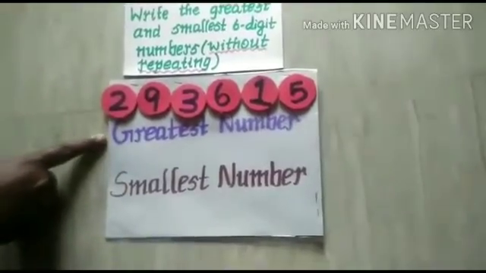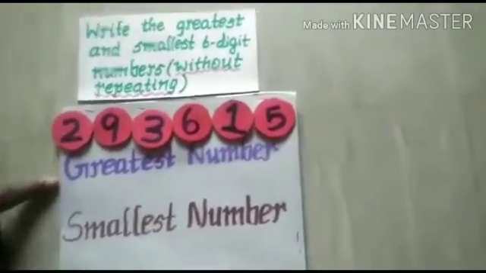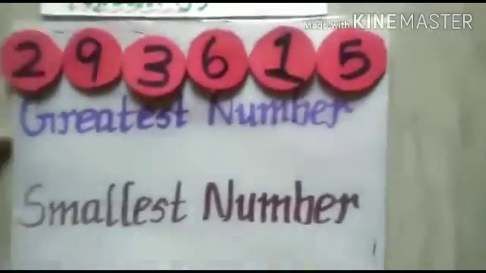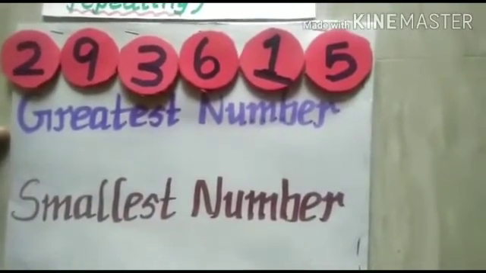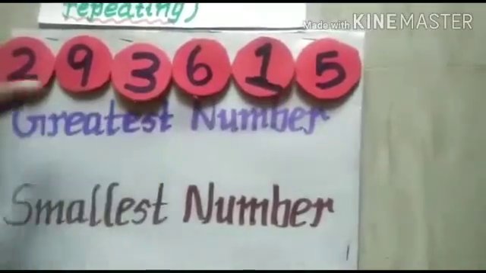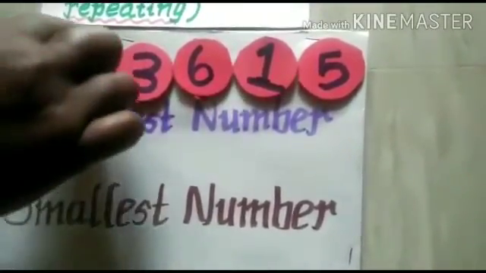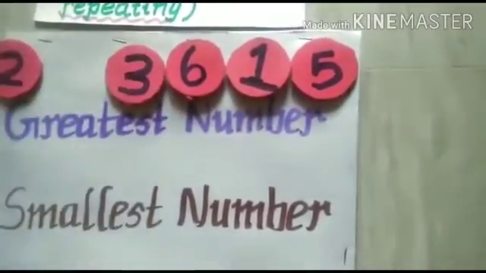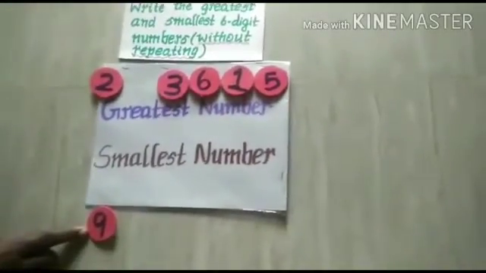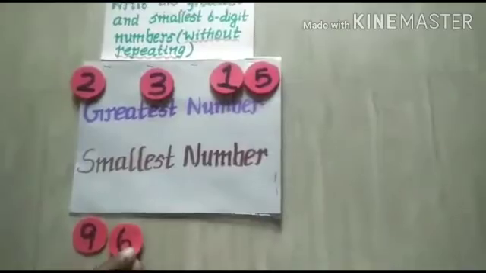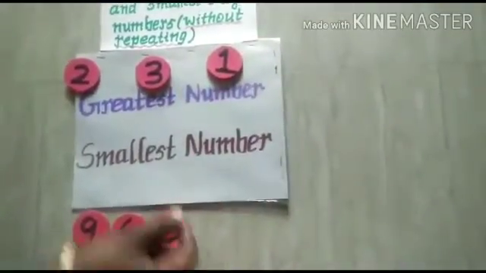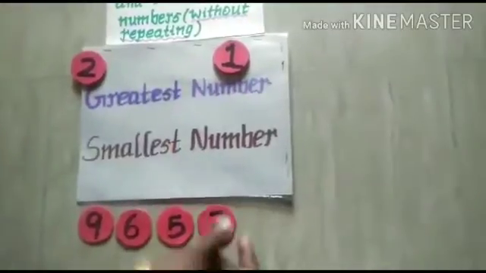First, let us form the greatest number. For the greatest number, you have to arrange the digits in descending order. So from here, see which is the greatest number? 9. So take the 9 and keep it here. Next, which is the greatest number? 6. Then 5, 3, 2, 1.